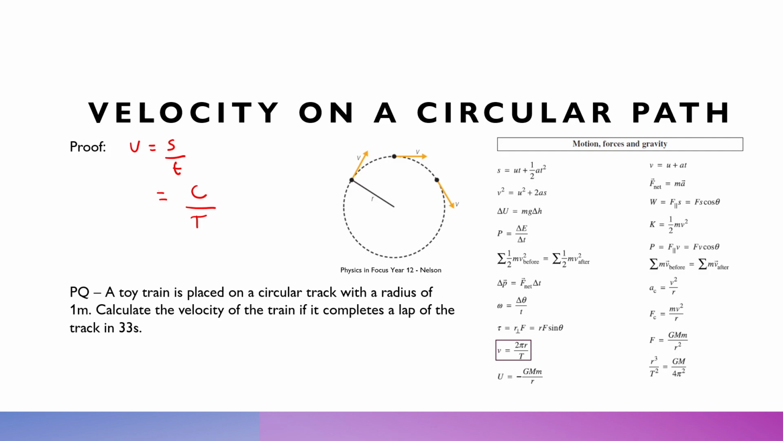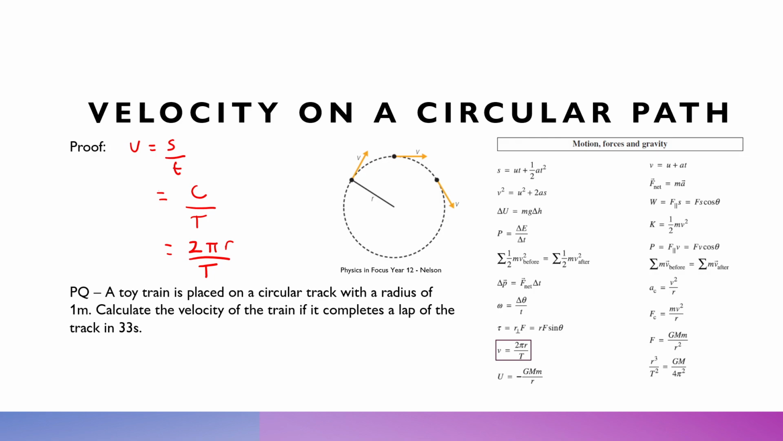Now, circumference may not be given to you in a question. However, radius is much more likely because this is much easier to measure. And based on some year 8 mathematics, we should know that circumference is equal to 2 pi times the radius, which means that if you know the radius, you can calculate for circumference. And then if you know the circumference and the time taken for one full revolution, the period, you should be able to calculate for velocity.